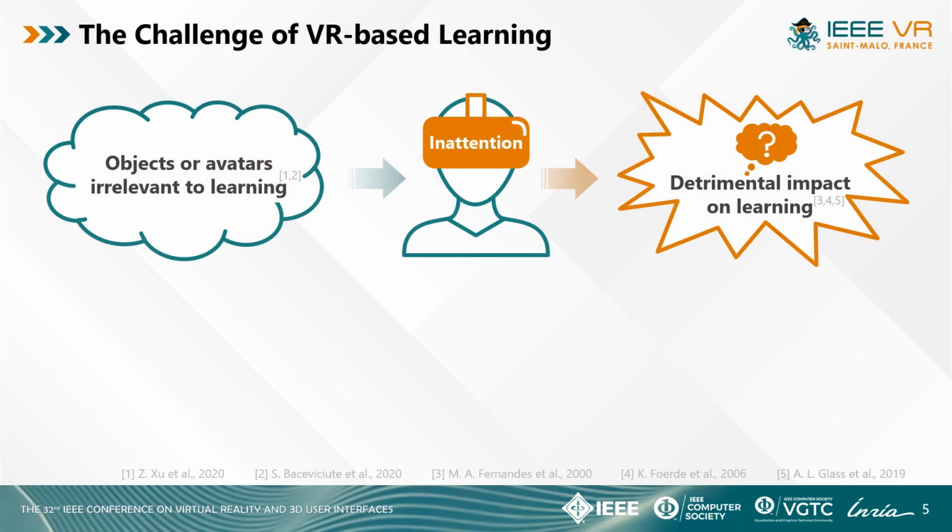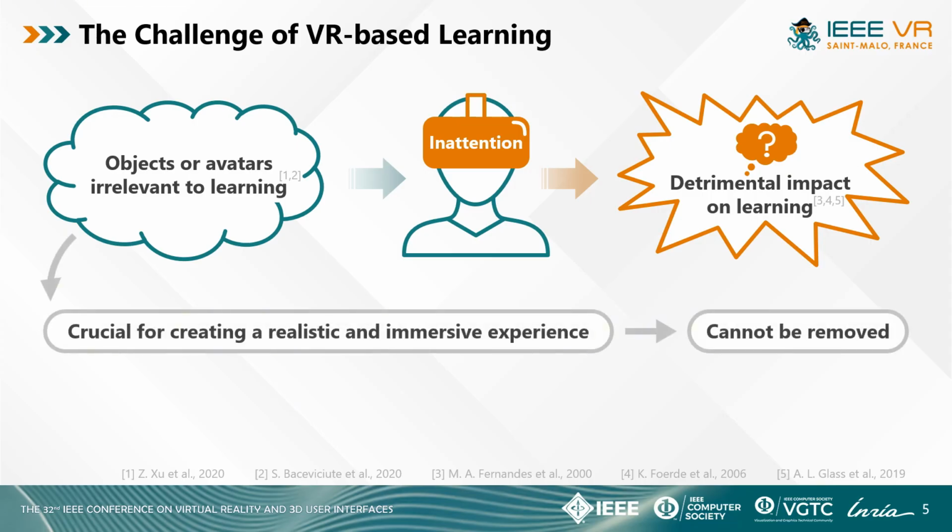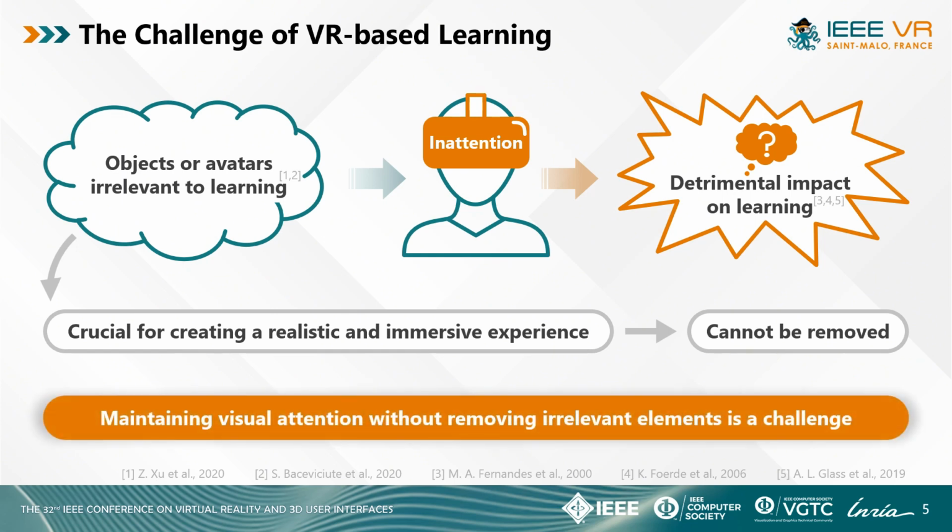However, in VR, distractions like irrelevant objects or avatars can easily pull students' attention away. The challenge is that we can't just remove these distractions because they're essential for creating a realistic and engaging experience. So, the real question is, how can we maintain students' visual attention on the learning content while still keeping the immersive environment intact? How do we solve this?